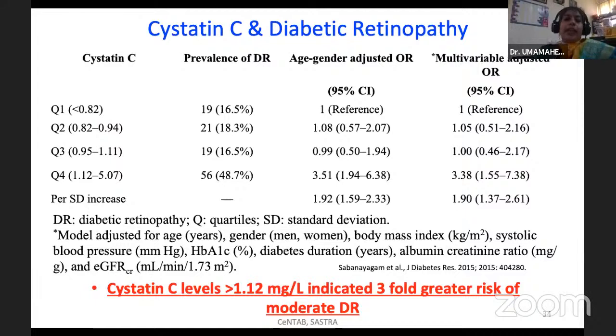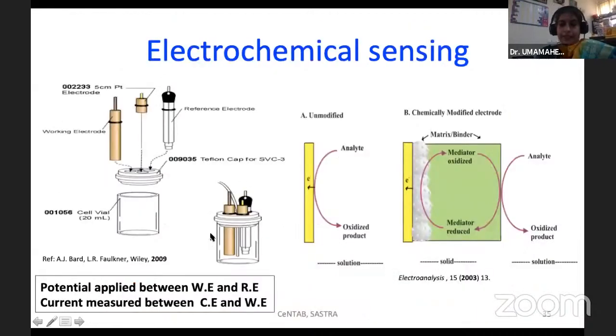But in patients with diabetic retinopathy, there had been a controlled study in a cohort, where they found all the people who had diabetic retinopathy showed higher levels of cystatin C. This was the basis on which we actually started developing the sensor.